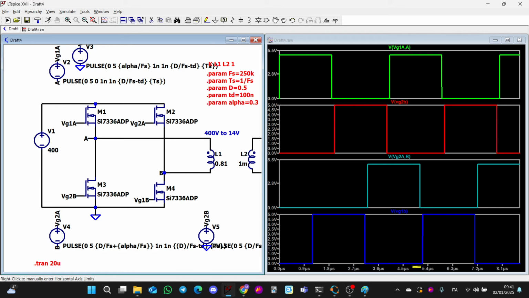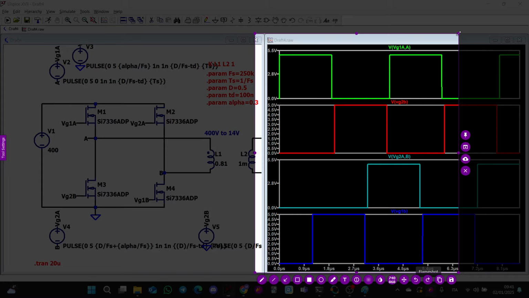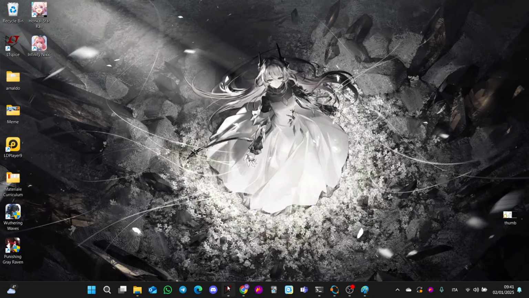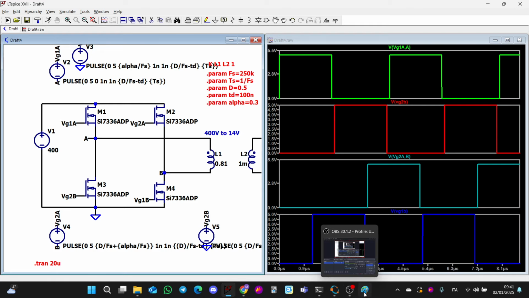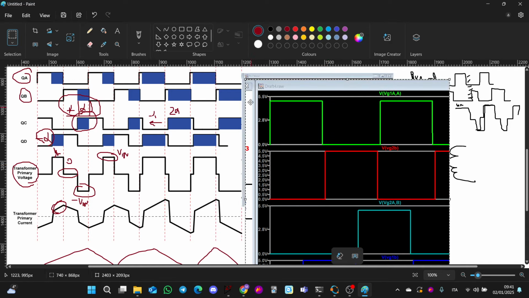Okay, now it seems more reliable. Now the waveform seems more reliable with respect to the paper. With respect to the paper here. Let's confront them again.